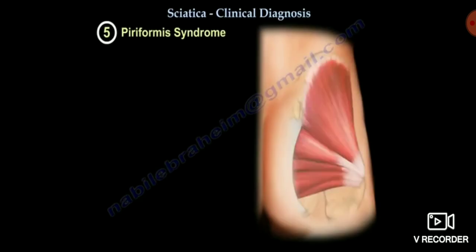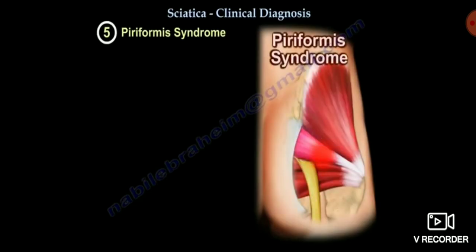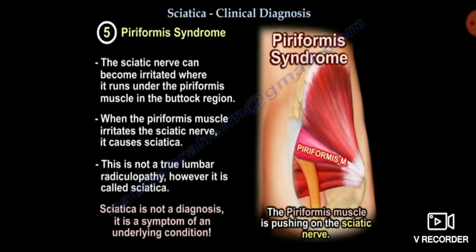Number 5, piriformis syndrome. The nerve runs under the piriformis muscle in the buttock, and if this muscle irritates the nerve, it causes sciatica. This is not a true lumbar radiculopathy, but they call it sciatica. Sciatica is not a disease. It is not a diagnosis. It is a symptom of an underlying condition.